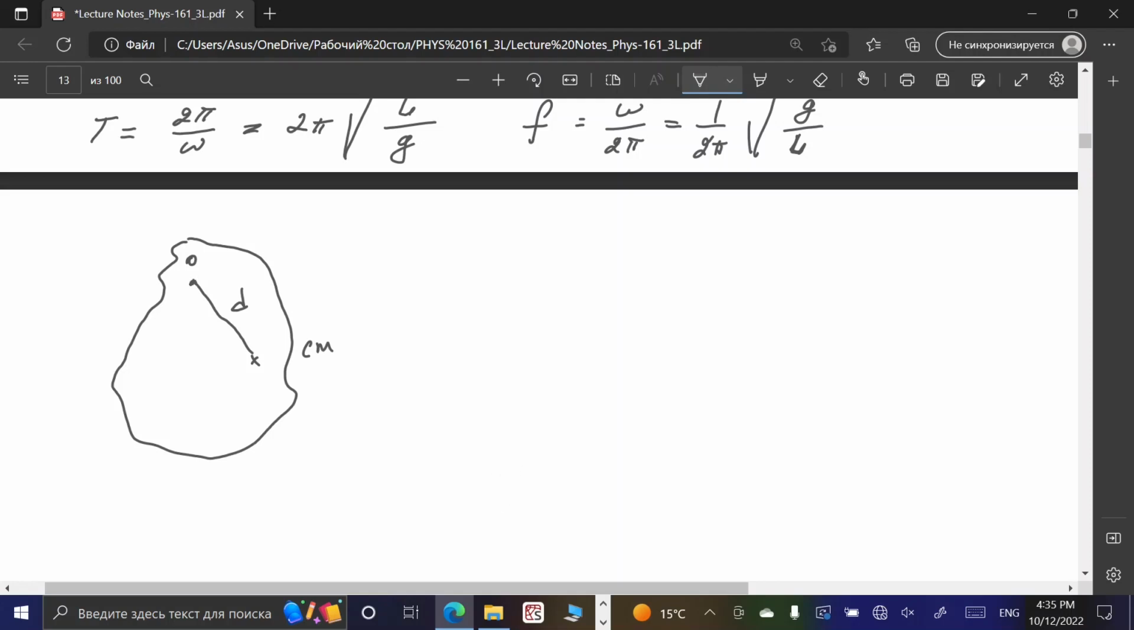So here we can consider that the weight of this body is exerted at the center of mass. So here is mg. And now we need to determine what will be the torque exerted on this body with respect to axis O. So any suggestions?